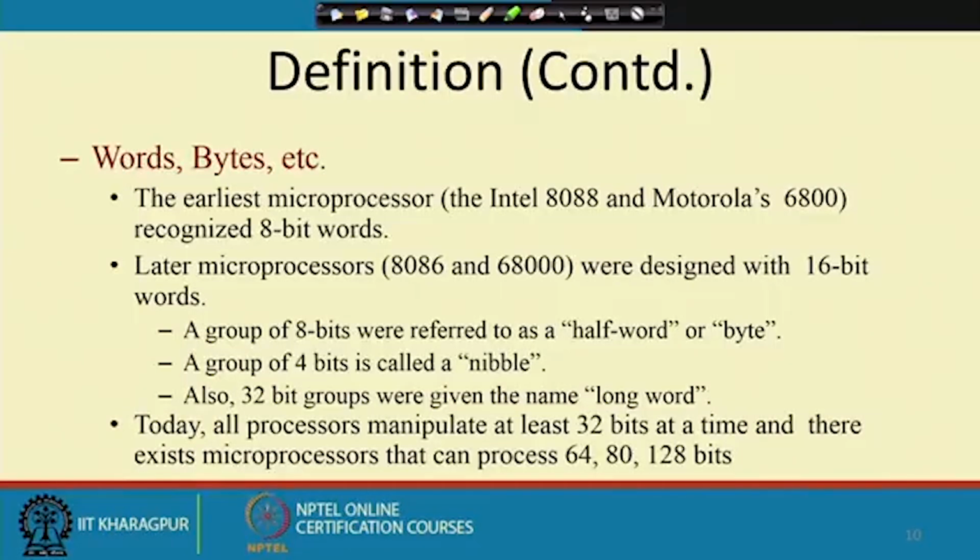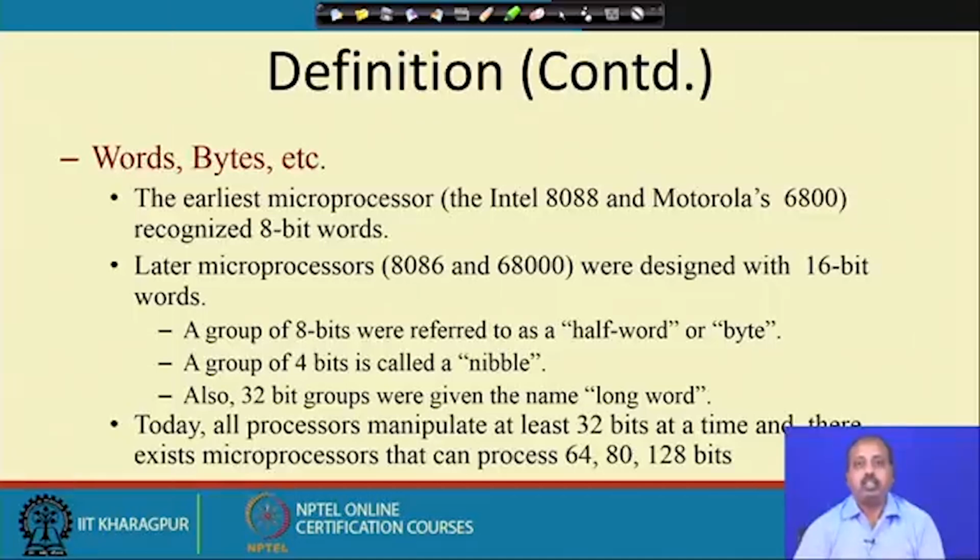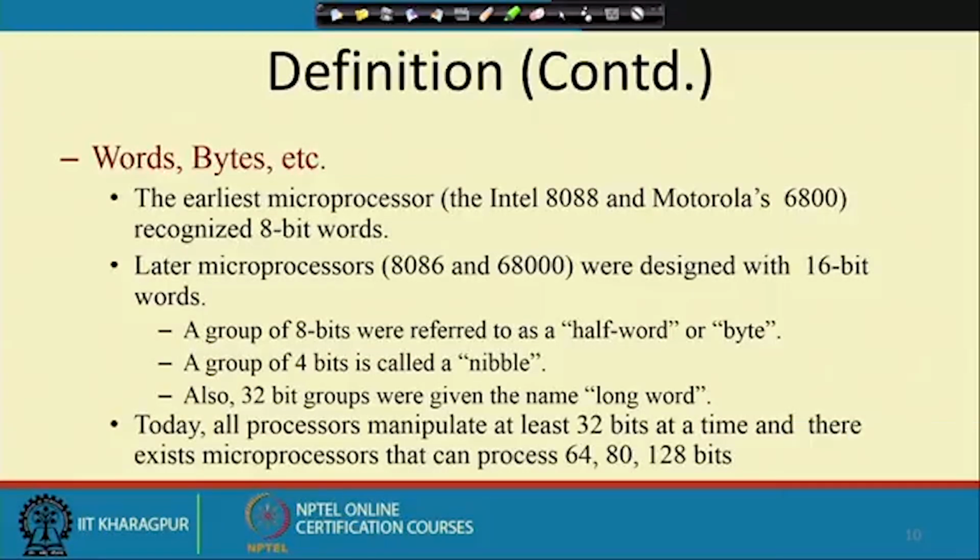32-bit groups are often named a long word. Of course, again the same thing: this is a bit non-standard, because it depends on the word size of the processor. All processors today manipulate at least 32 bits at a time, and there exist microprocessors that can process 64, 80 or 128 bits also. That way we can have much better processors, capability-wise, in which we can manipulate larger data widths in a single instruction.